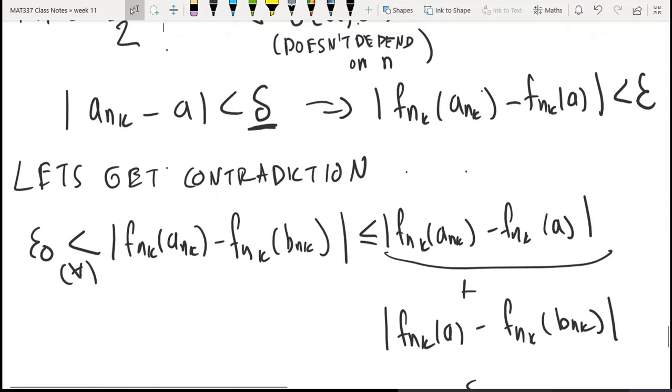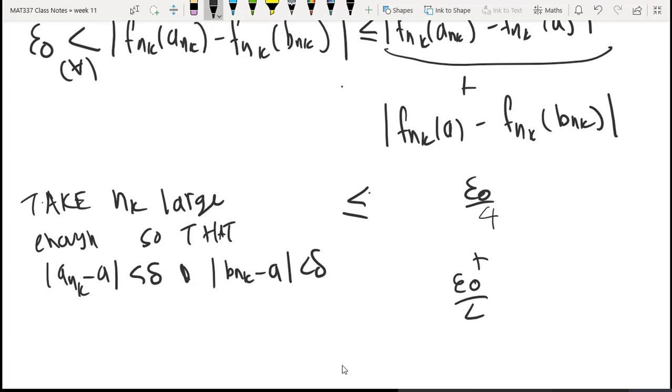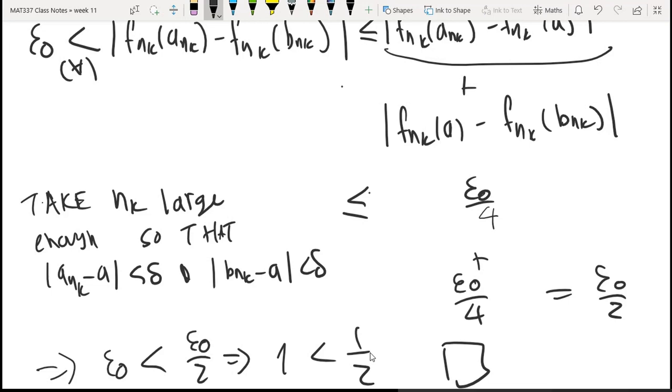In fact, let me make it 4. So yeah, you get this guy and epsilon over 4. So you get epsilon naught over 2. So altogether, you get epsilon naught is less than epsilon over 2. So you get 1 less than 1/2. So yeah, now I take the break.